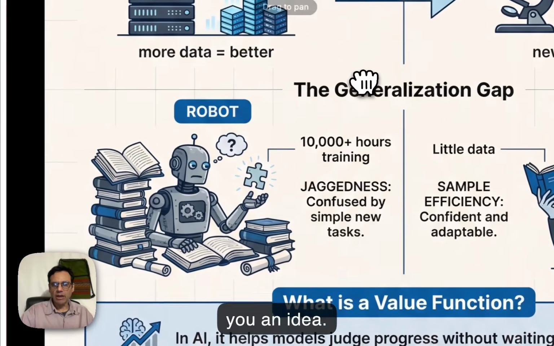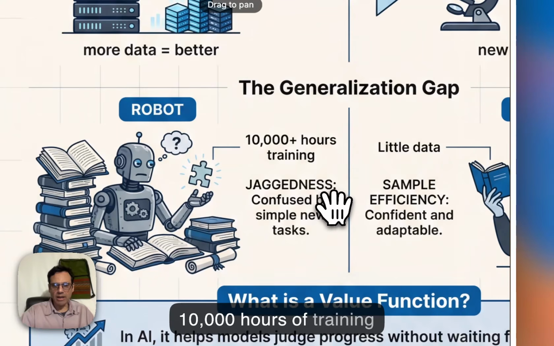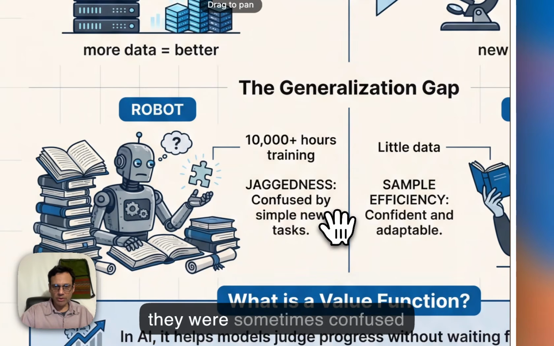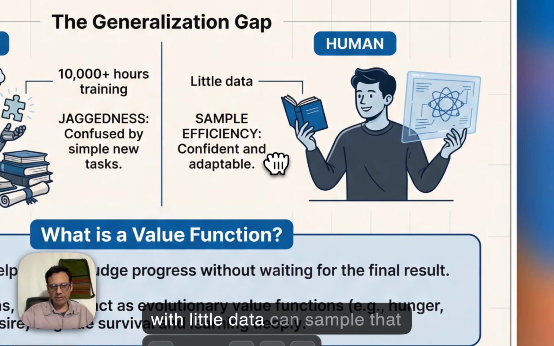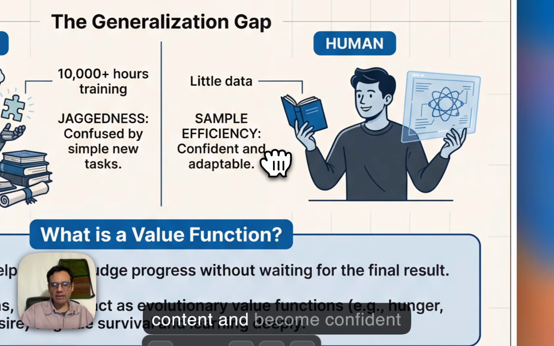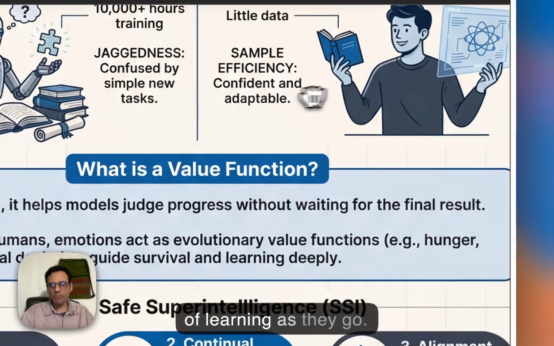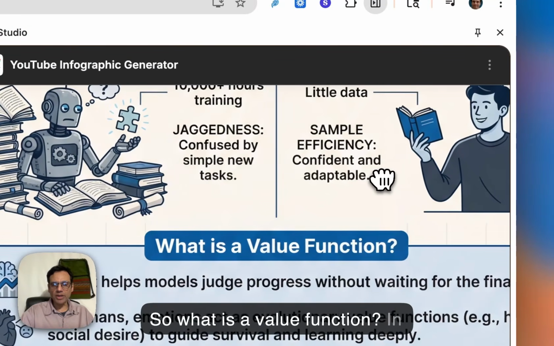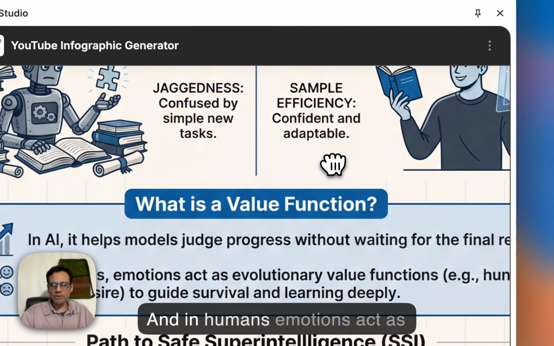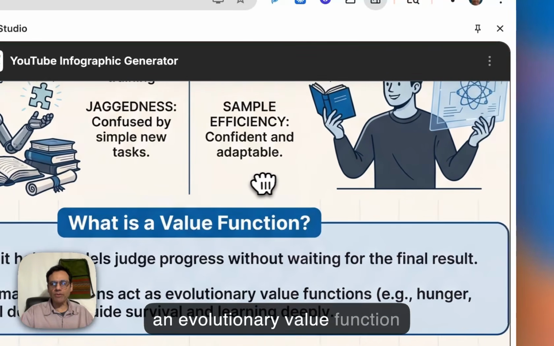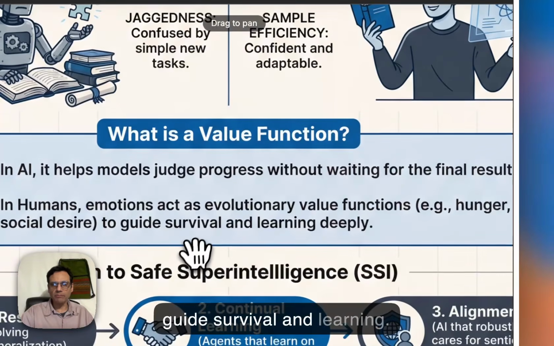you an idea. The generalization gap, where 10,000 hours of training produced a jaggedness, where models were sometimes confused by simple tasks, where a human with little data can sample that content and become confident and adaptable, where they're sort of learning as they go. So what is a value function? In AI, it helps models judge progress without waiting for the final result. And in humans, emotions act as an evolutionary value function, such as hunger, social desire, to guide survival and learning.